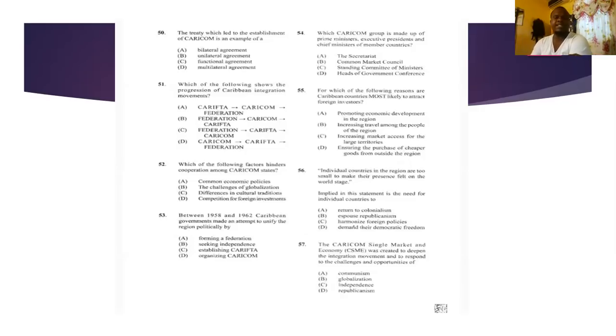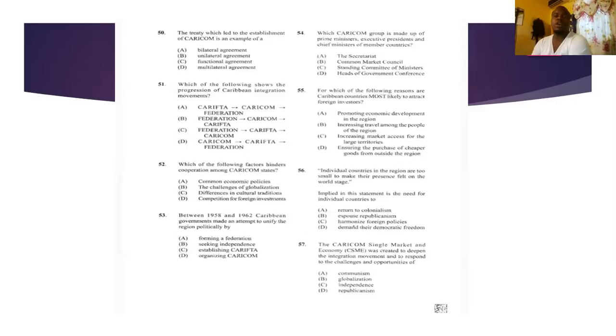53. Between 1958 and 1962, Caribbean governments made an attempt to unify the region politically by A, forming a federation, B, seeking independence, C, establishing CARIFTA, or D, organizing CARICOM. Answer for 53 is A, forming a federation.